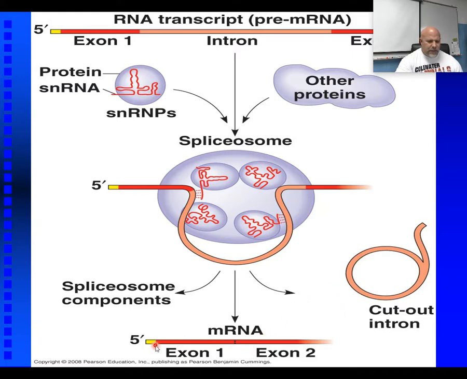And so you end up with exon 1 connected directly to exon 2, which is connected directly to exon 3, and so on. And then you will have your final messenger RNA that's going to go out and make proteins.